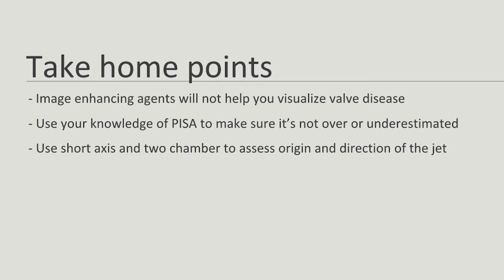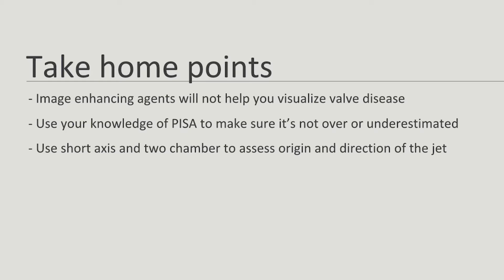In both cases, we used PISA to help define the severity. Also in both cases, the MR was so severe that a baseline shift was not needed to bring out an aliasing velocity. When using PISA in your own cases, shift the baseline in the same direction of the regurgitant jet to around 40 centimeters per second.